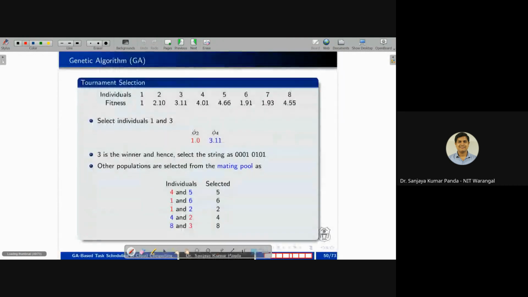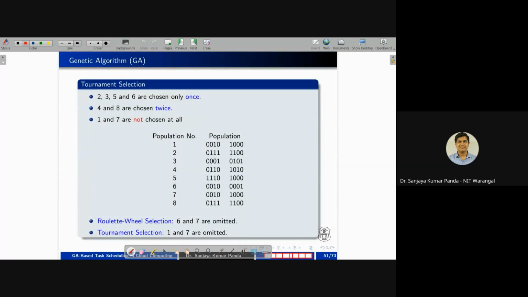Similarly, you have to play a set of matches, right? Suppose I am playing 8 matches, and I conducted matches between 2 and 4, 4 and 5, 1 and 6, 1 and 2, 4 and 2, and 8 and 3. So one team is going to win, another team is going to lose. After 8 matches, I found that populations 2, 3, 5, and 6 are selected only once, populations 4 and 8 are selected twice, and populations 1 and 7 have not won a single match.